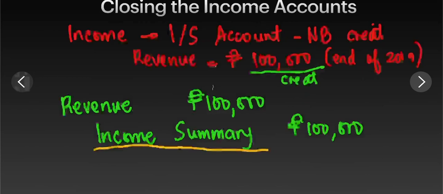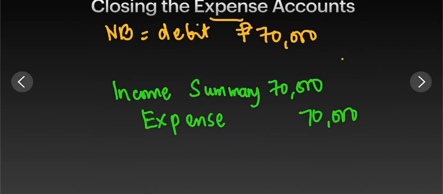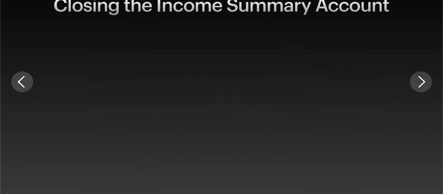If you will recall, income summary is being credited here to close a revenue account, and income summary had been debited on this to close an expense account. As I've mentioned, income summary account is actually a temporary account. As a temporary account, we need to close it.